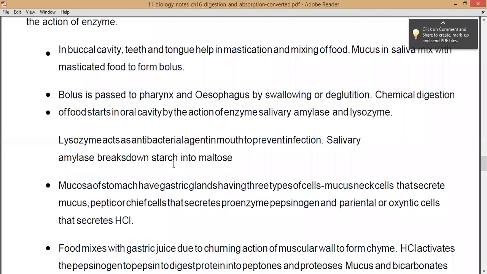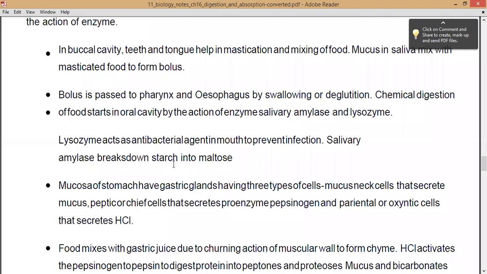The mucus neck cells secrete mucus. Peptic cells secrete the proenzyme pepsinogen, and the third, the oxyntic cells, secrete HCl. So the stomach's inner part, which has the gastric glands, is made up of three types of cells. The first is the mucus cells, second is the peptic cells, and the third is the oxyntic cells.